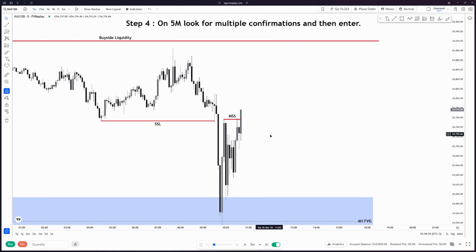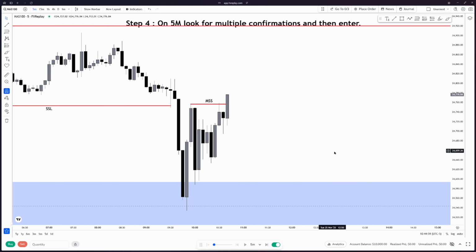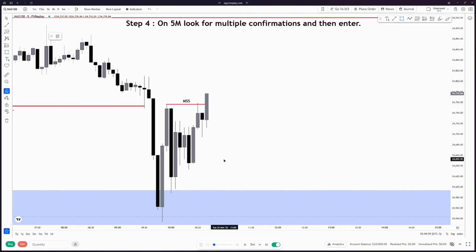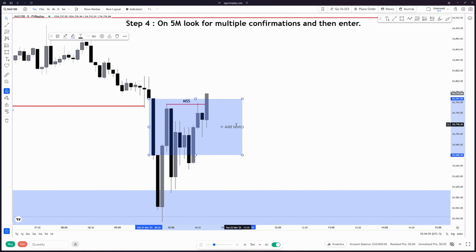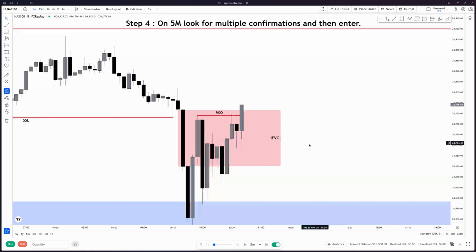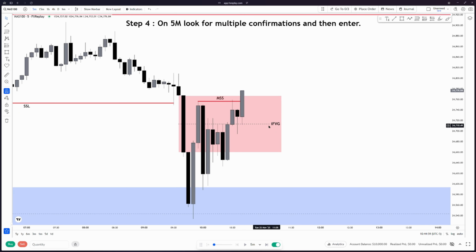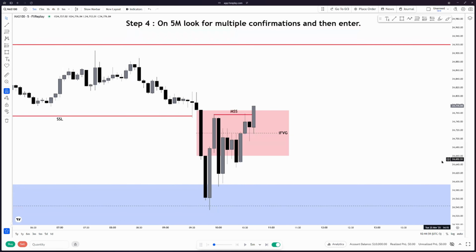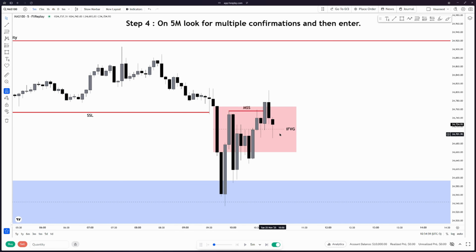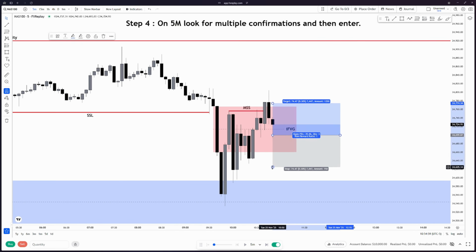This is exactly why I tell you to wait for more confirmations. Notice this. We also have an inverse fair value gap. But the gap is too large, so instead of forcing an entry, we wait for price to retrace to the 50% level of that gap. Now price retraces. Perfect. This is where we enter.